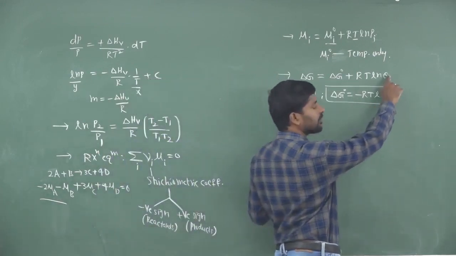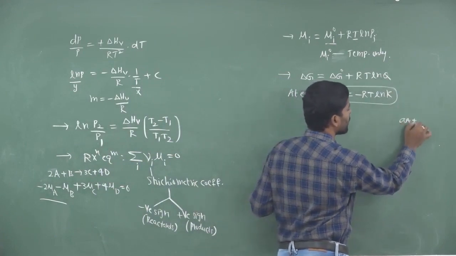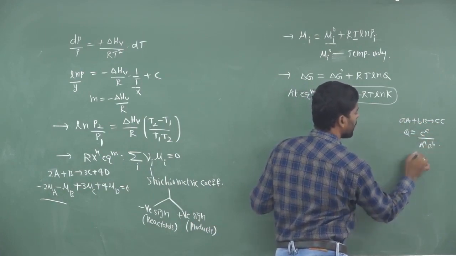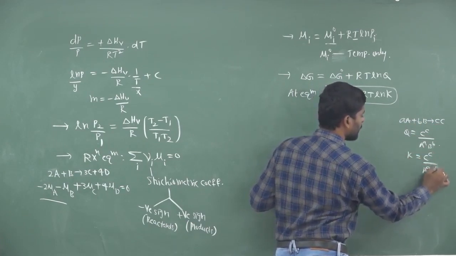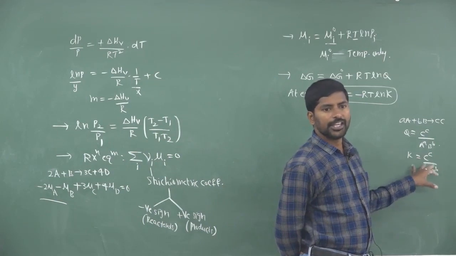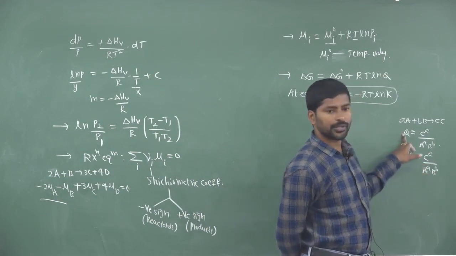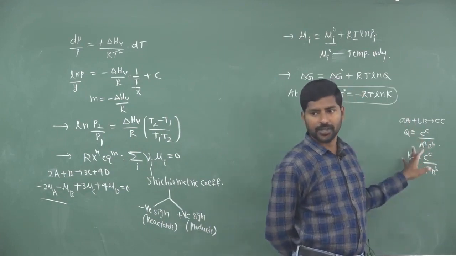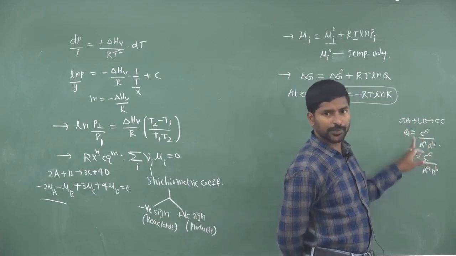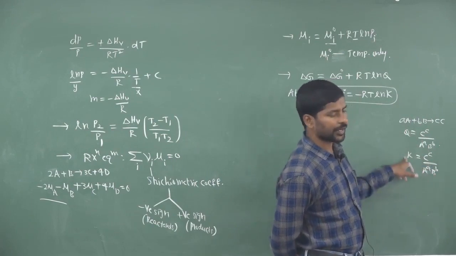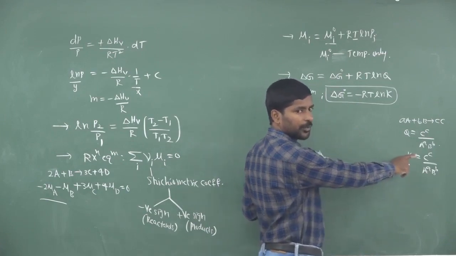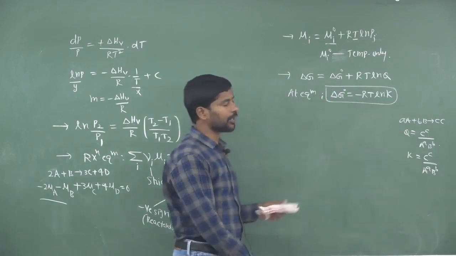What is the difference between the equilibrium constant and the reaction quotient? If you have a reaction like aA plus bB gives cC, how do we write Q? C power c by A power a, B power b. How do we write K? C power c by A power a, B power b. Both have the same equation, but what is the difference? In the case of the equilibrium constant, we substitute only the equilibrium concentrations of A, B, C. For Q, we substitute the concentrations of A, B, C at any stage of the reaction, after 5 minutes or 10 minutes, whatever they are. After reaching equilibrium, if you substitute, that is called K. K is a special case of Q. Whenever equilibrium is attained, the Q value becomes K.